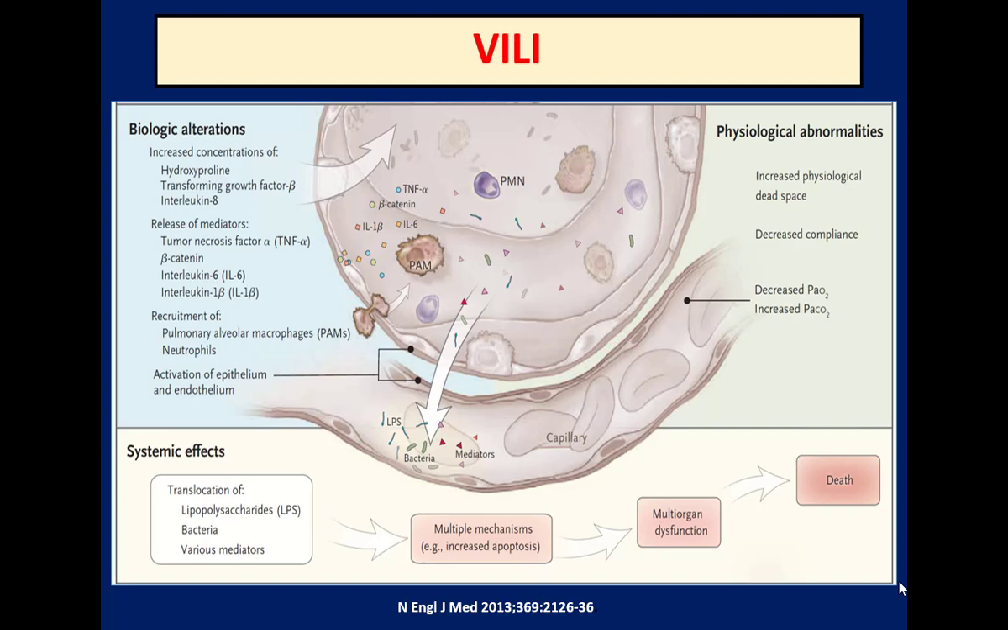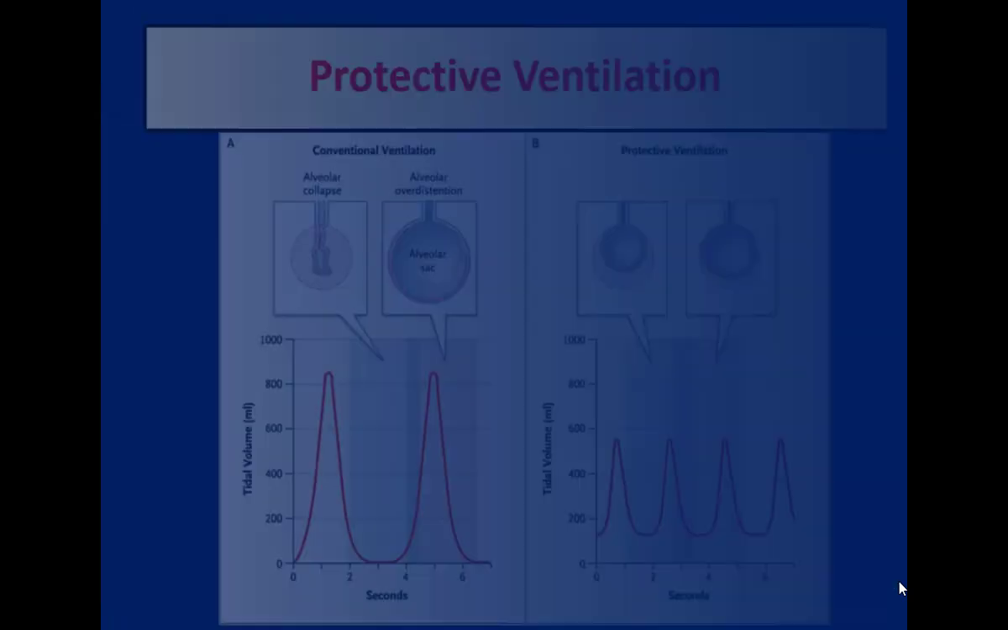There is a release of mediators, TNF alpha, beta carotene, interleukin 6, IL-6, IL-1B, and they cause the recruitment of pulmonary alveolar macrophages and neutrophils, and activation of endothelium takes place. So this whole thing which is localized becomes systemic, and this goes through the capillaries to the arterial circulation and to the target organs. So translocation of lipopolysaccharide and bacteria and various mediators takes place, and this causes multi-organ dysfunction and ultimately leads to the death of the patient.